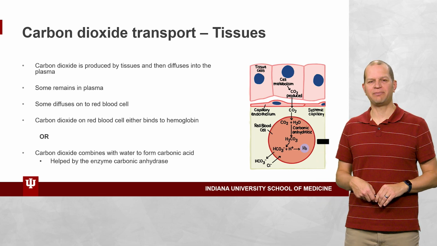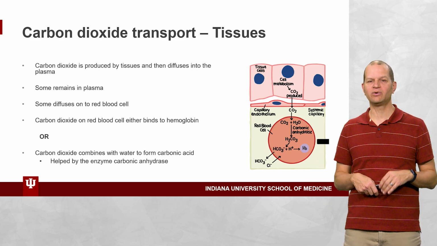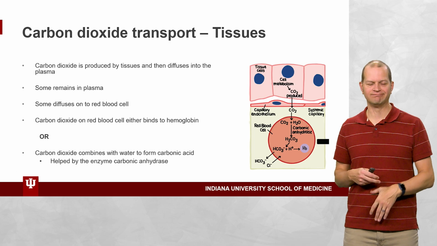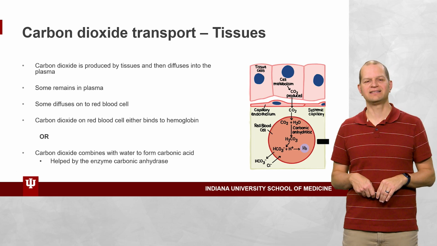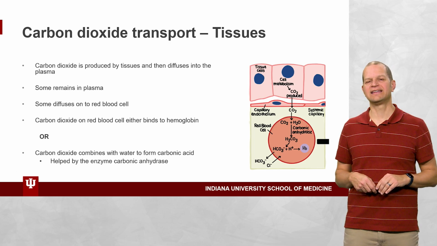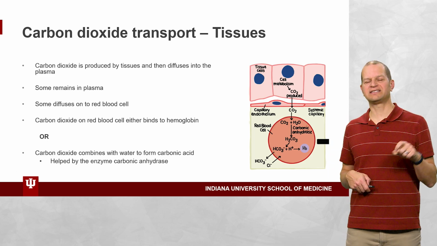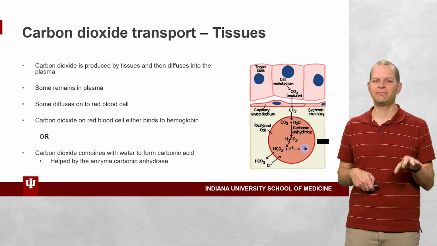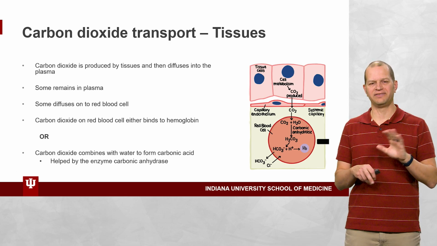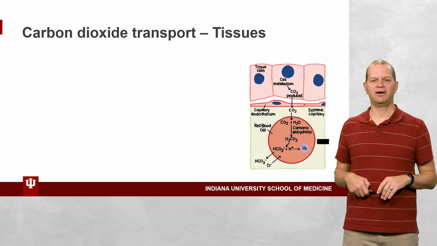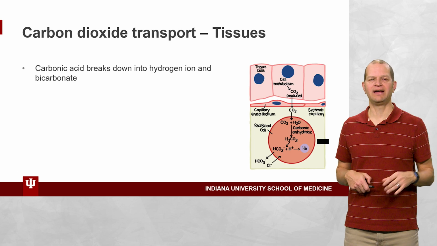The other thing that will happen is that carbon dioxide will combine with water and form carbonic acid. Remember that equation a couple of slides ago. Again, this is helped by the enzyme carbonic anhydrase. So we're going to forget about the stuff that stays in the plasma, and we're going to forget about the stuff for now that's bound to hemoglobin. That's pretty easy.